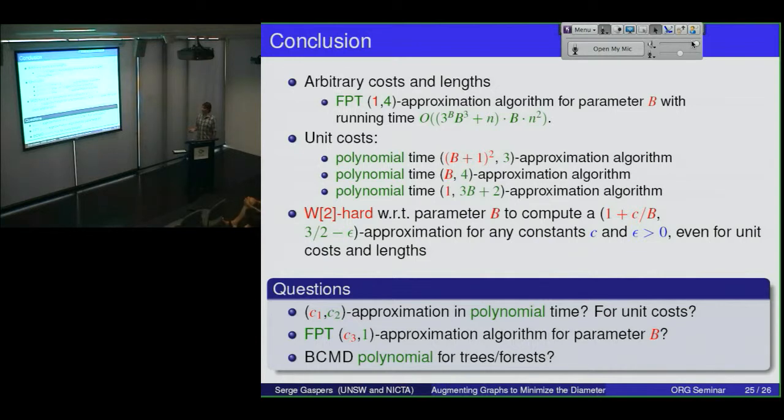And one open question that has been open for a while is whether this problem is actually polynomial when the input graph is a tree or forest. So that's still unknown. And it's been mentioned several times in previous work.